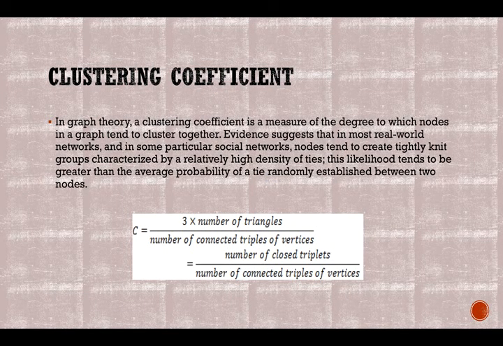According to graph theory, clustering coefficient is a graph node aggregation degree coefficient. The evidence suggests that in a real network, especially in a specific network, because of the relatively high density of points, nodes always tend to establish a set of strict organization relationships. In real-world networks, this possibility is often bigger than the average probability of randomly setting up a connection between two nodes. This relationship can be quantified using clustering coefficients.